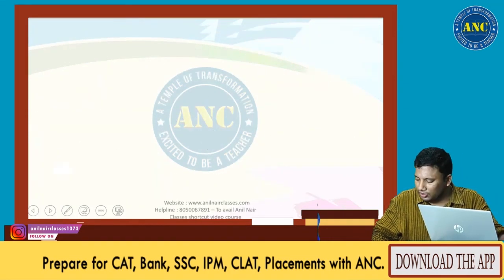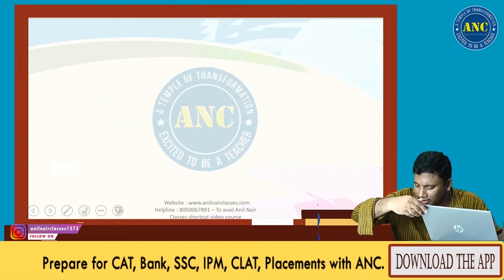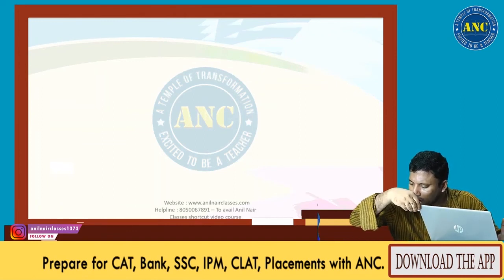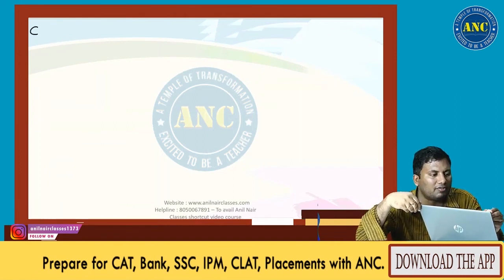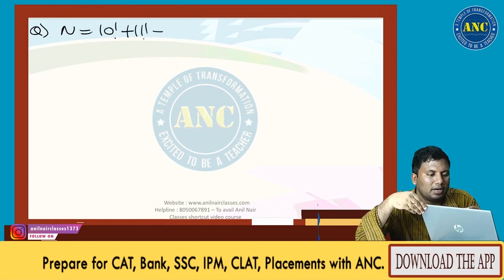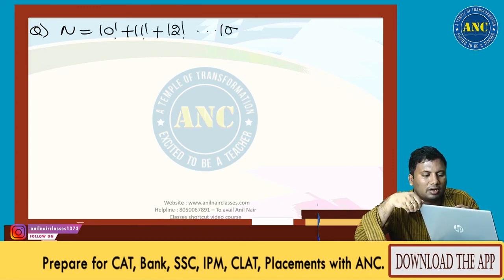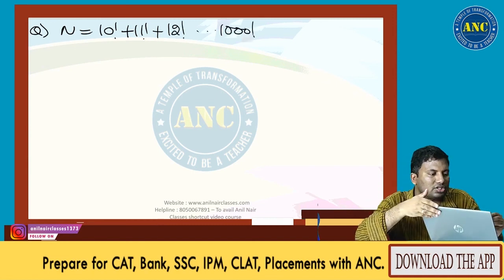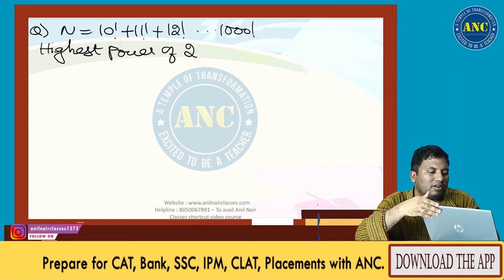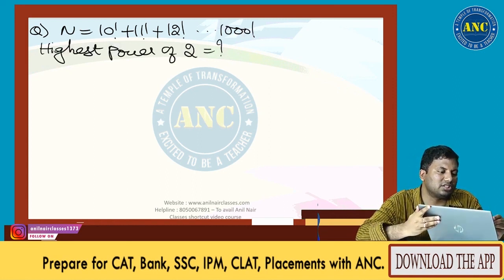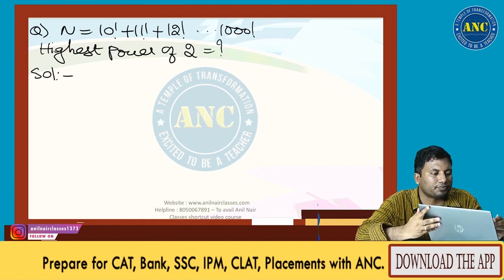Please take this question. The question is: find the highest power of 2 in N, where N is 10 factorial plus 11 factorial plus 12 factorial and so on up to 1000 factorial. Highest power of 2. Now, for me to determine this highest power of 2, I will simplify this expression.